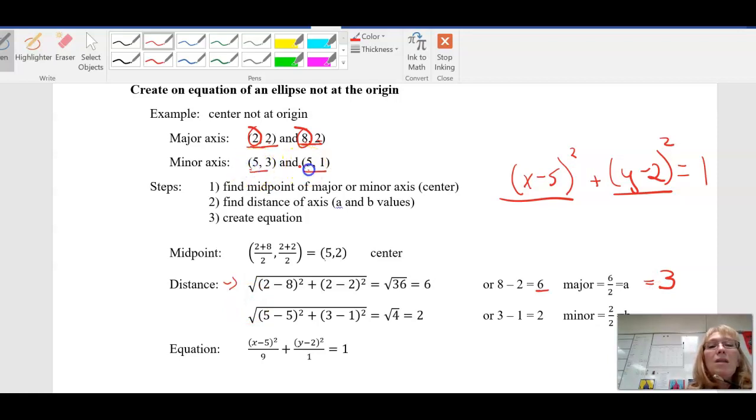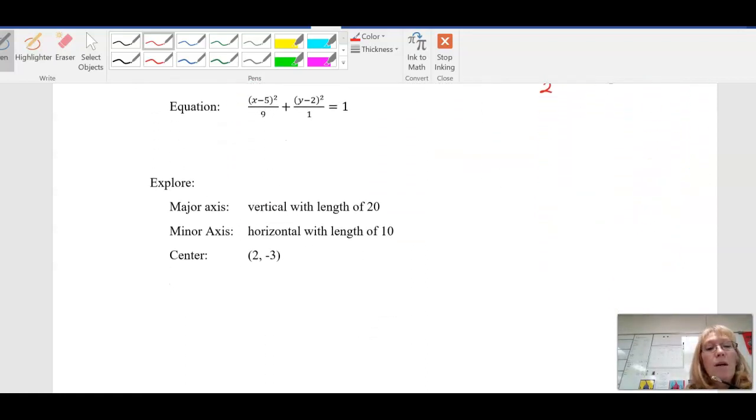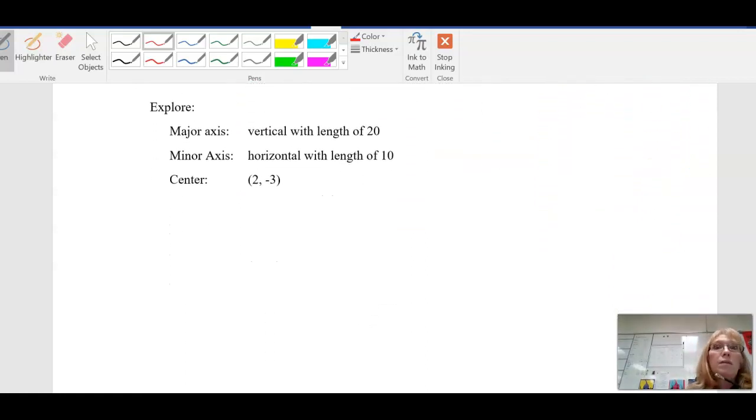The same with the minor. The 5 stayed the same, so we're going to take the 3 minus the 1, which is 2, and half of that gives me my minor, which is 1. So we got 3 and 1. So 3 is the major. I know 3 is the x-axis. I square it, and that's 9. 1 is the minor, which was on the y-axis. We squared, and that's 1. And we are done. Okay, pause and try yours.